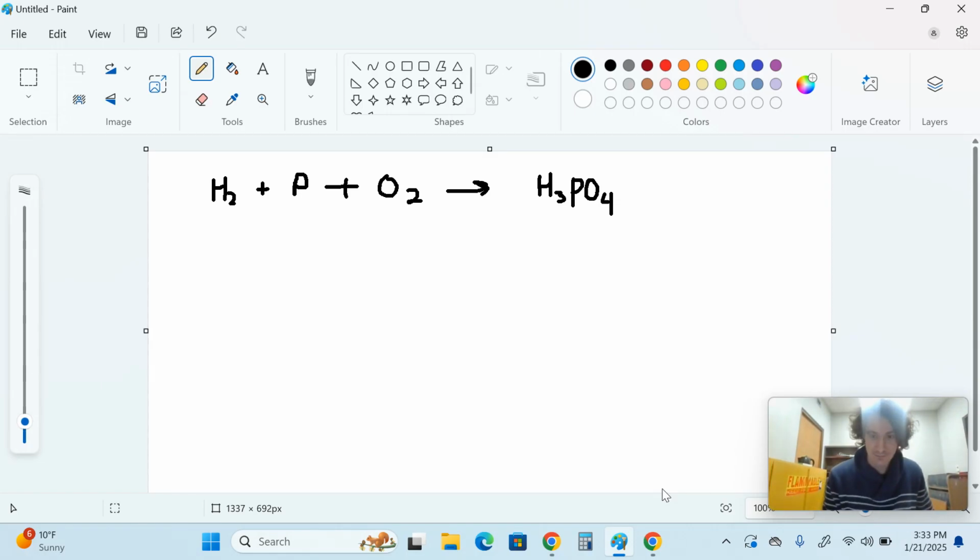Let's say I have this reaction, and let's just say I pick a number here. Let's do a nice clean 150 grams of phosphorus. Why not? Basically, what I want to know in this problem is how many grams of hydrogen would I need to react all of that, and how many grams of oxygen would I need to react all of that.